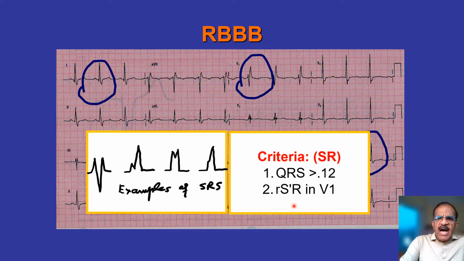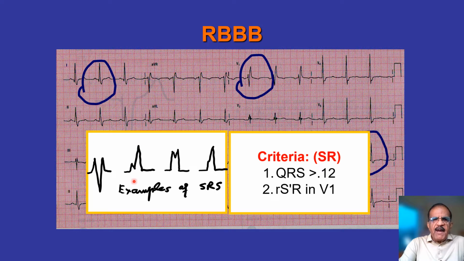Now, what is RSR? All these patterns which I have drawn by hand: the initial R, then a deep S, and the second R. If both R's are equal, this is RSR: the initial R, and then the QRS complex comes downward. It does not even come to the baseline, but it rises again. Technically, this is then R prime.